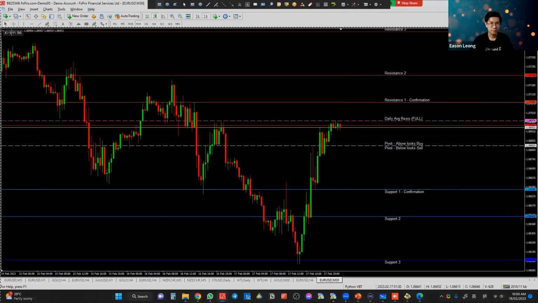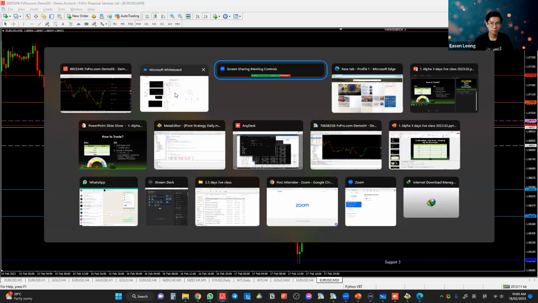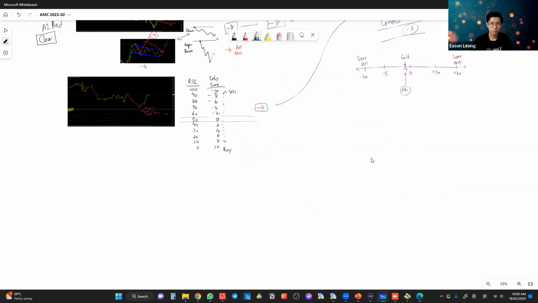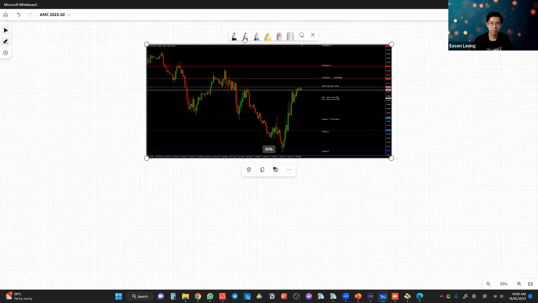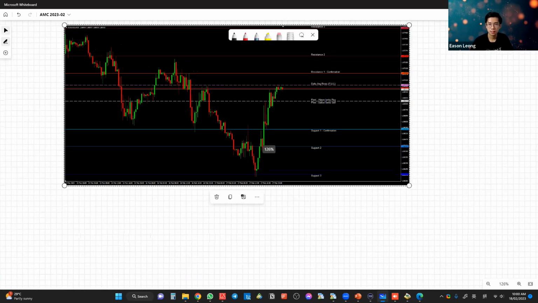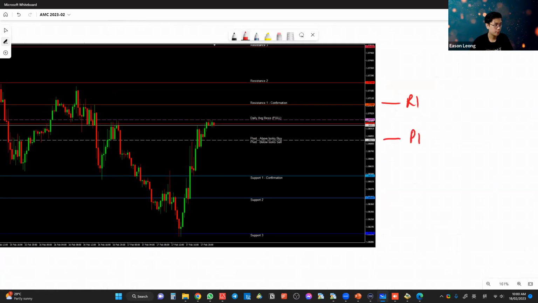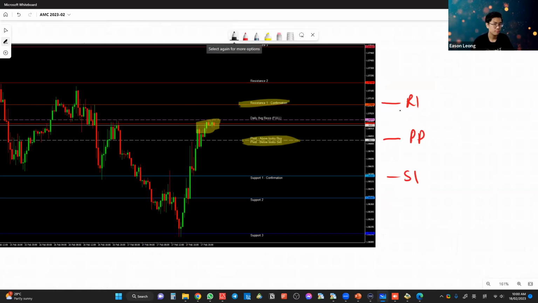So this is EUR/USD. A quick one: based on the pivot point analysis, this is R1, this is the pivot point, and this is S1. Price right now is somewhere here, in between this and this. Challenge question: what is the score that you can give for this EUR/USD? What is the SNR value? At the pivot point we give 0, at R1 we give 9, at S1 we give negative 9. So right now we are somewhere here.